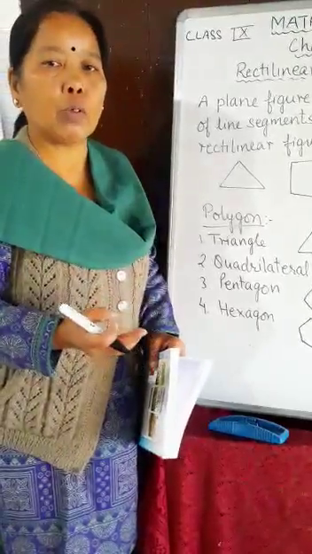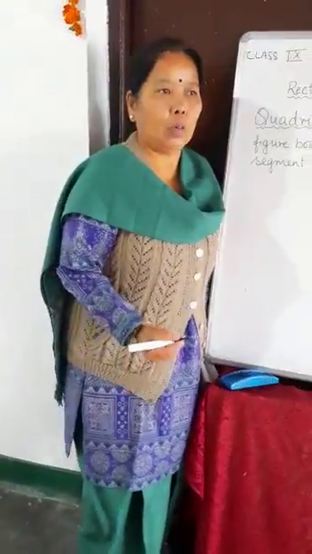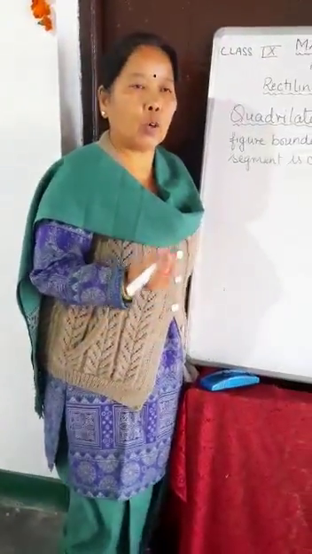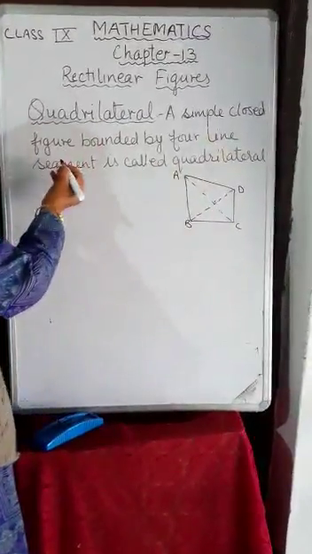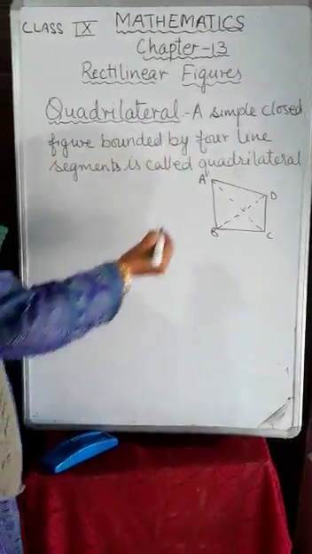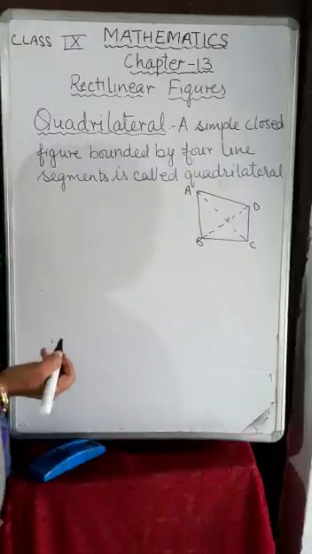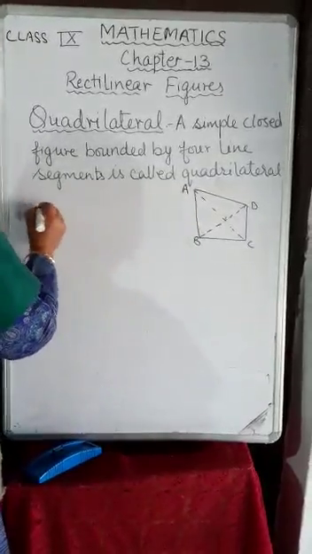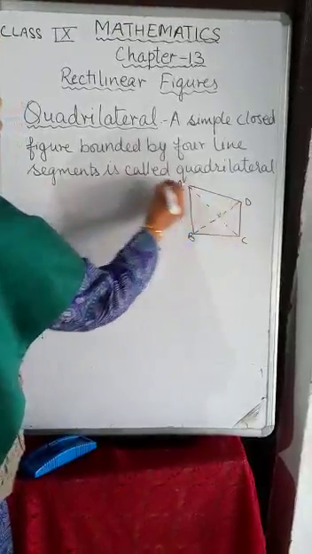We shall study the quadrilateral first. Now we will discuss the quadrilateral. A quadrilateral is a simple closed figure bounded by 4 line segments. Right children? So ABCD is a quadrilateral made by 4 line segments. There are 4 sides, 1, 2, 3 and 4.